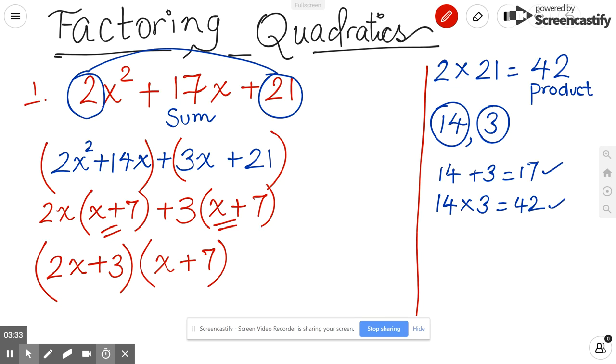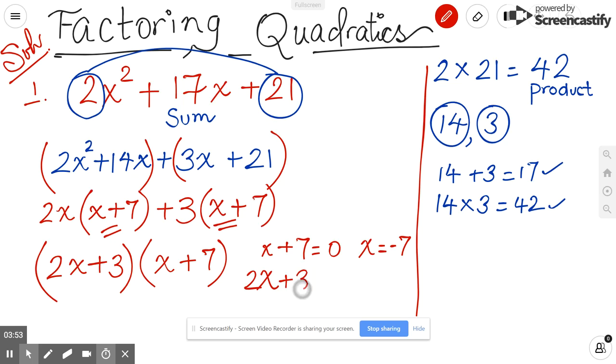So from here, solving the equation, factoring, and basically if we are trying to solve it, we will have to put these pieces equal to 0. So we'll have x plus 7 equal to 0, which will give me x equals negative 7. And my next one is going to be 2x plus 3 equals 0, which will end up giving me x equals negative 3 by 2. So I hope you agree with me that with the traditional method, these are the two answers that we should be getting.